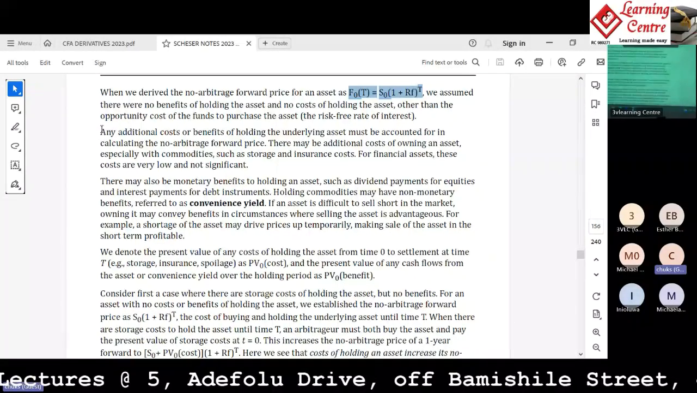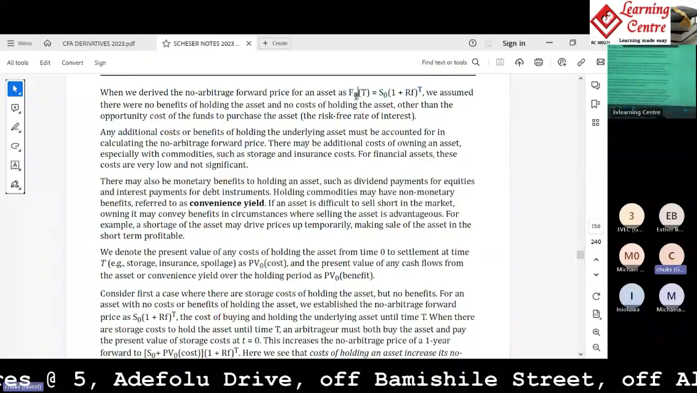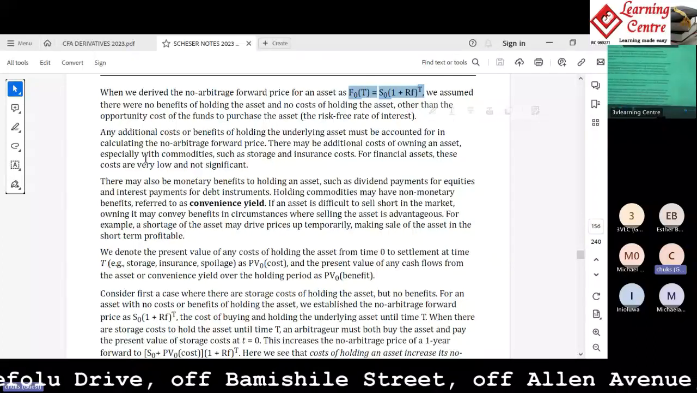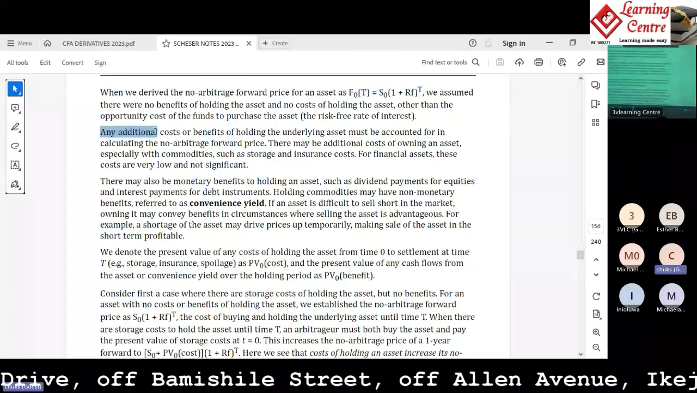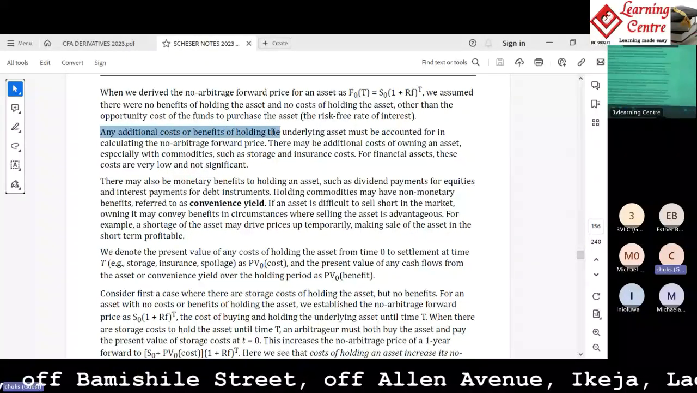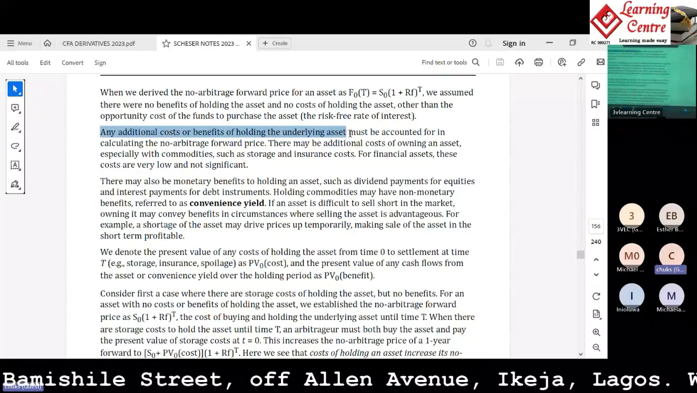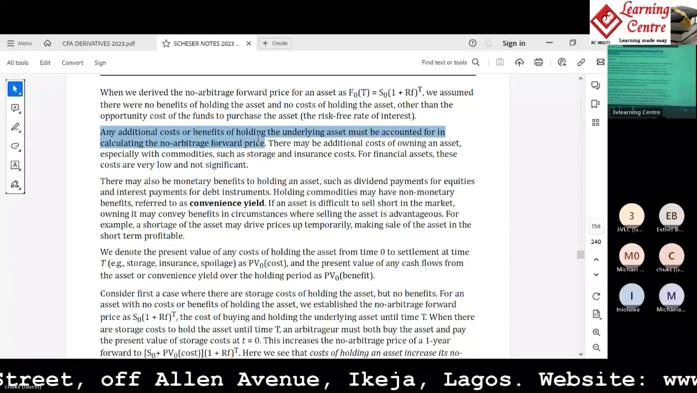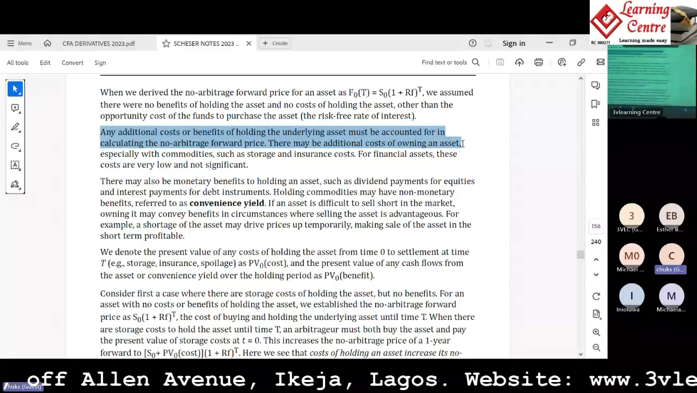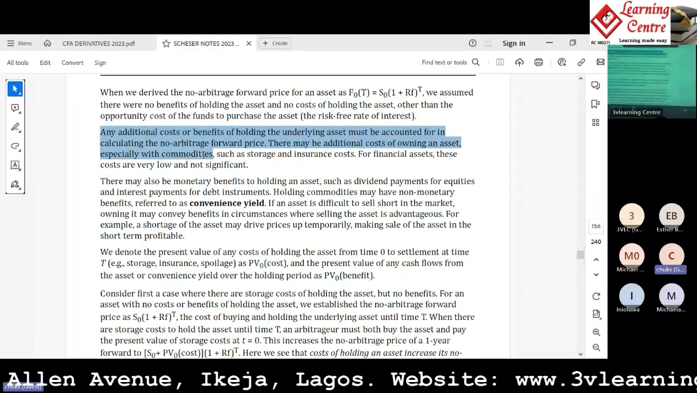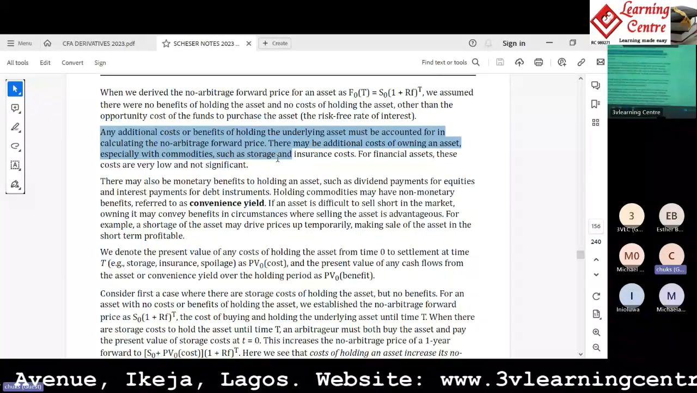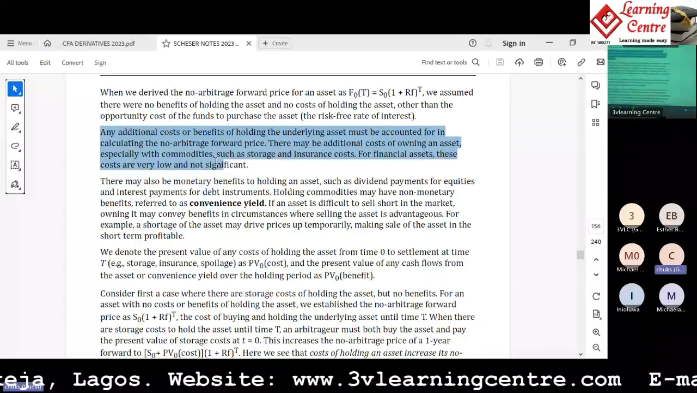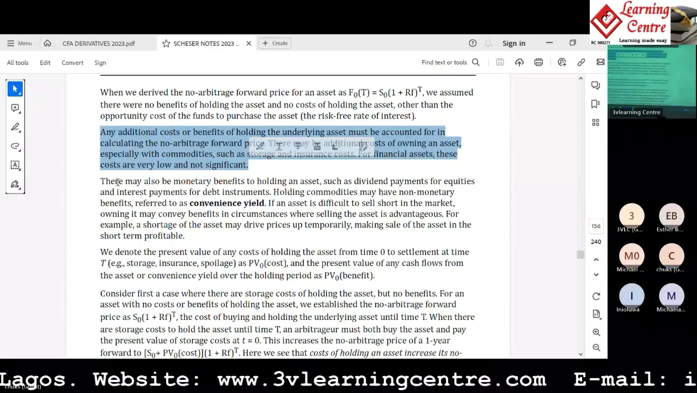Okay. So for this one we have done, we didn't assume any cost or any benefit. So now we are bringing in cost. So any additional cost or benefit of holding the assets must be accounted for in calculation of the no arbitrage forward price. There may be additional cost of owning an asset, especially with commodities, such as storage and insurance costs. For financial assets, these costs are very low and not significant, okay?